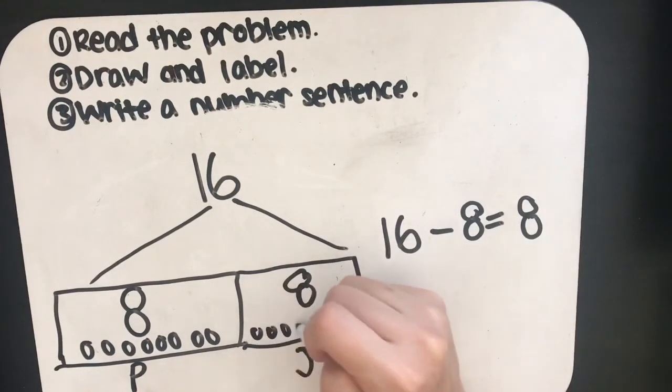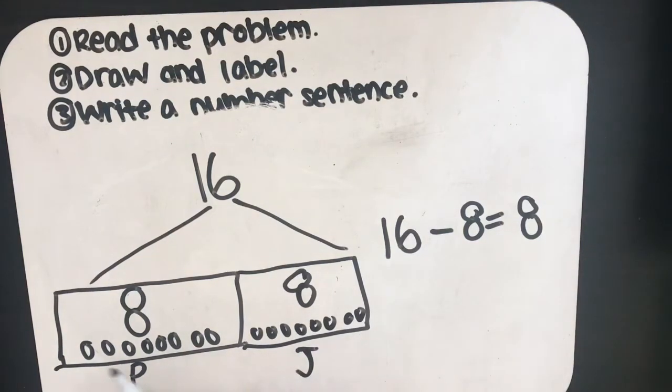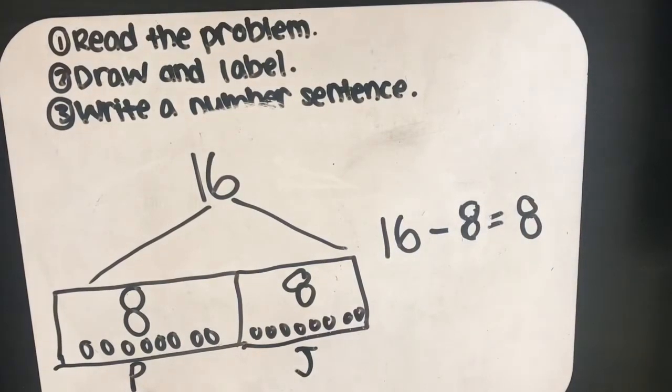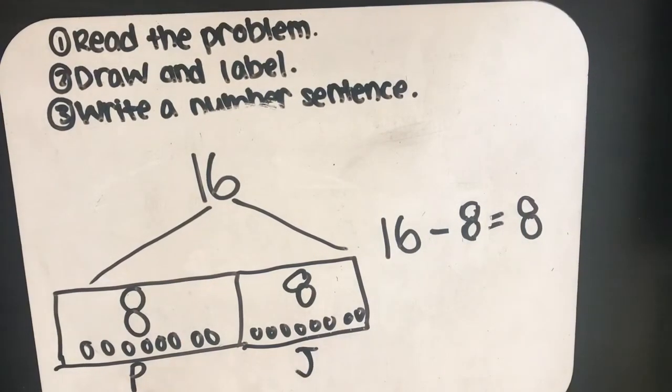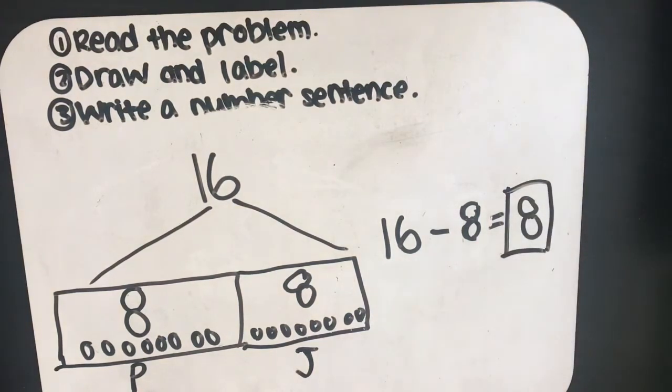1, 2, 3, 4, 5, 6, 7, and 8. Let's see if that adds up. We have 8, 9, 10, 11, 12, 13, 14, 15, 16. 16. We got it. So the problem asked us how many strawberries were there for Julio to eat, and the answer was 8.